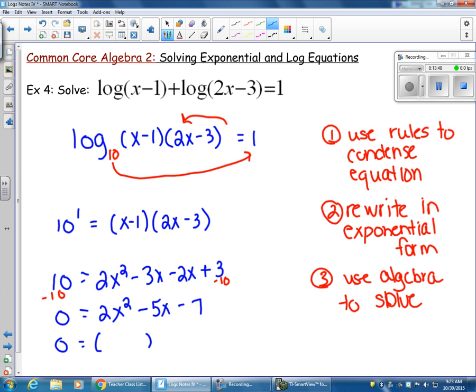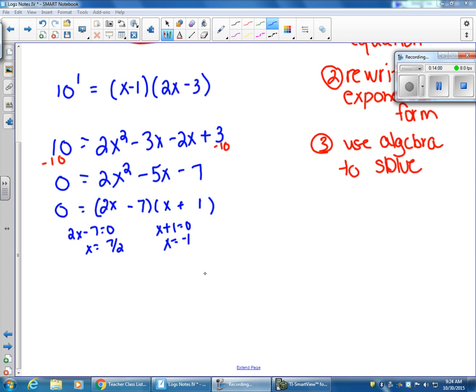So now you want to factor, or what we would call reverse FOIL. So pause the video and see if you can do that on your own. So if you factor it, you get 2x minus 7 times x plus 1. 2x minus 7 equals 0. Add the 7, divide by 2, you get 7 halves. x plus 1 equals 0. Subtract the 1.